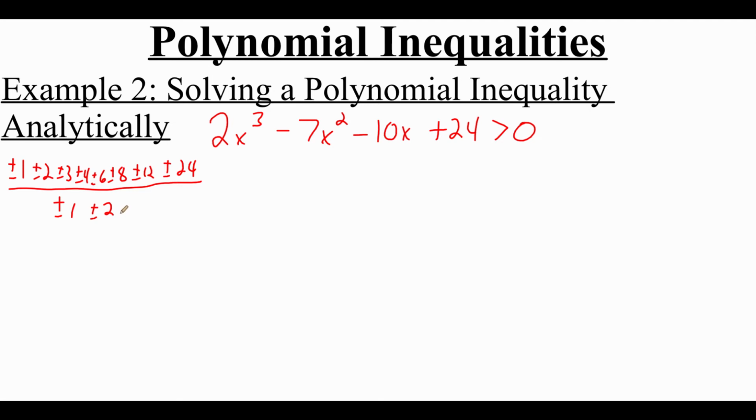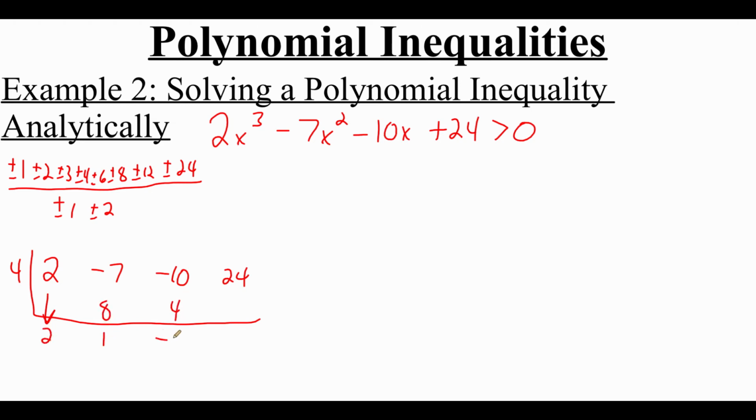Now we can look at a table or we can look at a graph to help us figure out which ones would actually be zeros. I'm going to run synthetic division in here, and I'm going to use 4. So I'm going to drop down the 2. I'll multiply, then I'll add, and multiply and add, and multiply and then add one more time. So 4 is in fact a 0 of my polynomial.